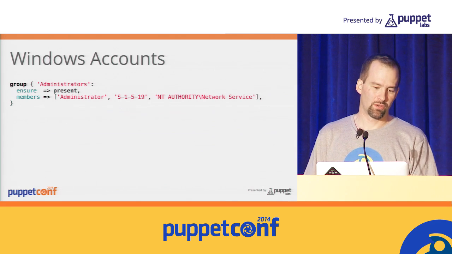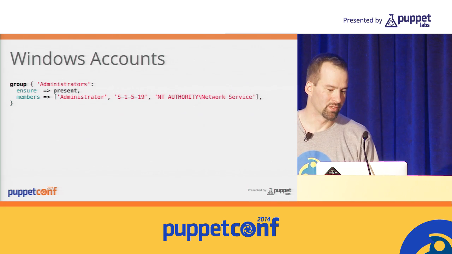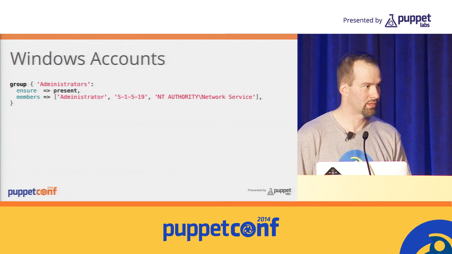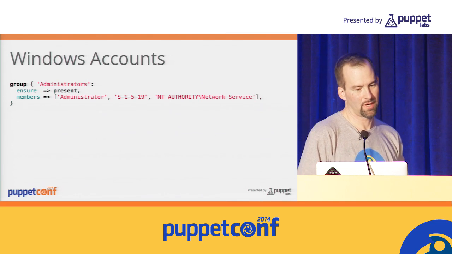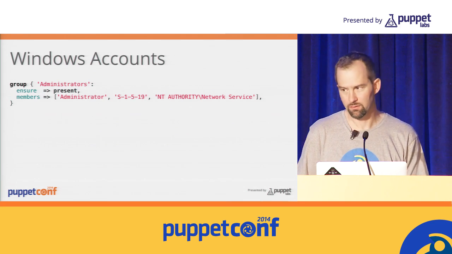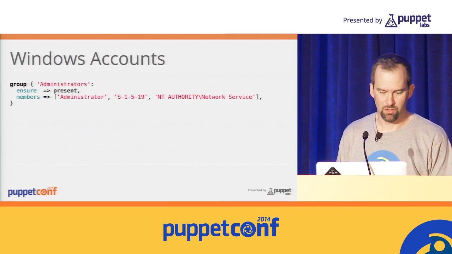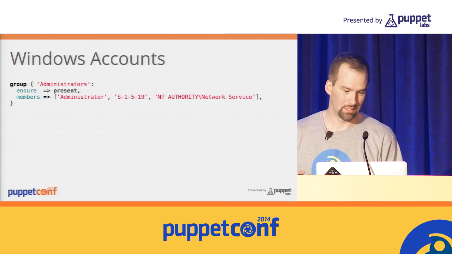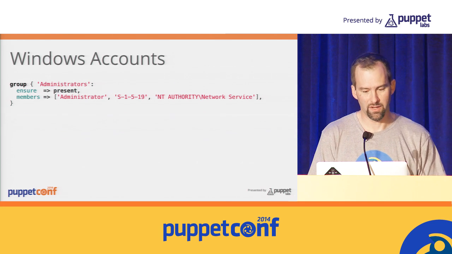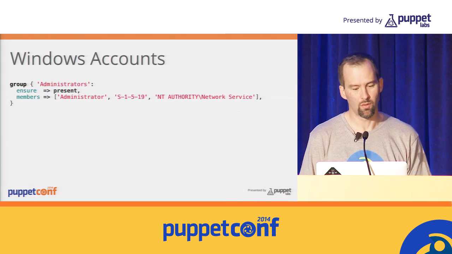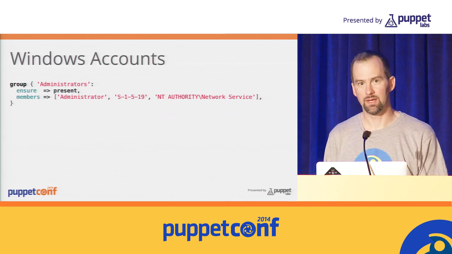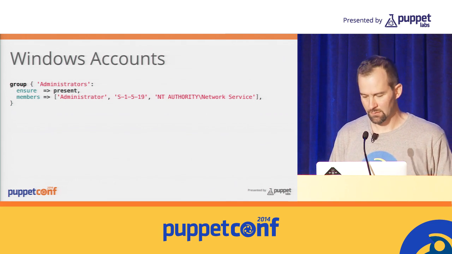Windows accounts. So Windows accounts can come in various forms, and Puppet accepts all of these forms. We can manage a local administrators group. We can ensure it's present. We can ensure that its members are the administrator account using the short name. We can ensure that it includes the local service account using a SID. And we can specify the network service account as a domain qualified account. And internally, Puppet always uses the SID when comparing accounts to make sure that they're equal.